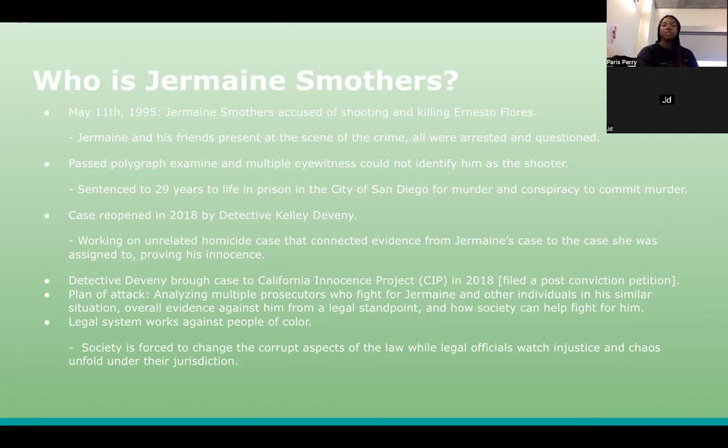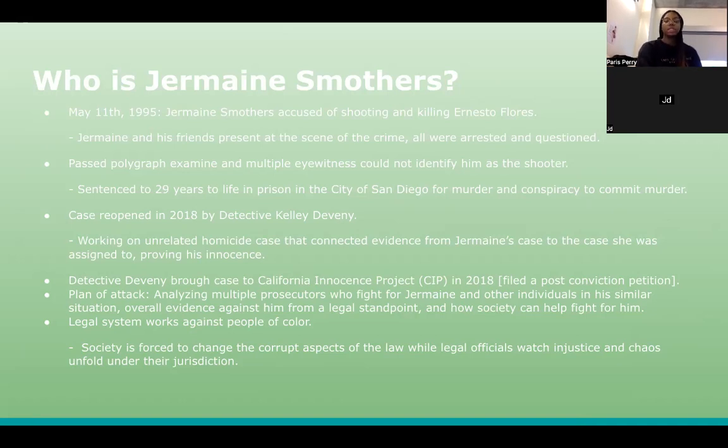The case was reopened in 2018 by Detective Kelly Devaney. In 2001, she was working on an unrelated homicide case, which she was later able to tie back to Jermaine's case, and find out who she believed the shooter to be, because it was not Jermaine. So she brought this case to the California Innocence Project in 2008, and they have been working on it ever since. Then in 2018, they filed a post-conviction petition on Jermaine's behalf with evidence that proves that the original witnesses were wrong and that the actual criminal is someone else, but it's not Jermaine.